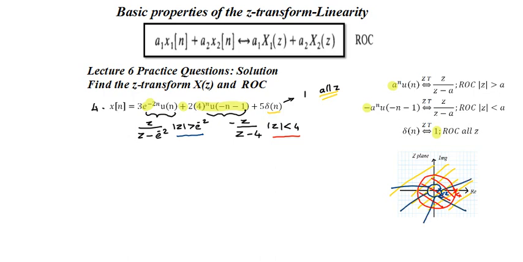Now we can see that the three individual signals overlap between e raised to minus 2 less than modulus of Z less than 4. Okay, in this particular region you will get a common overlapping area. If you look at the figure, the yellow, red and the blue, all the signals converge between e raised to minus 2 and 4.